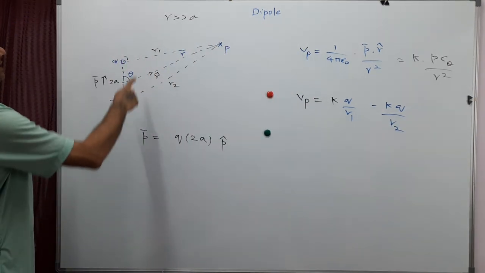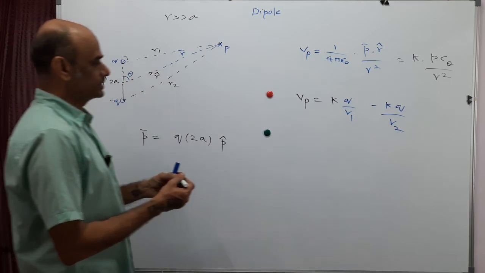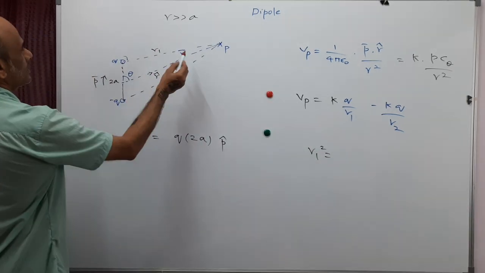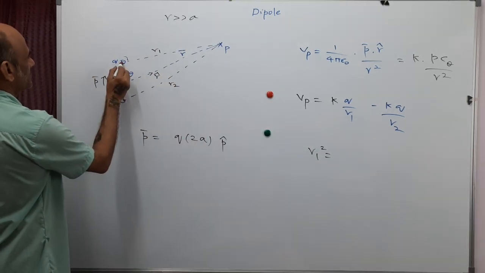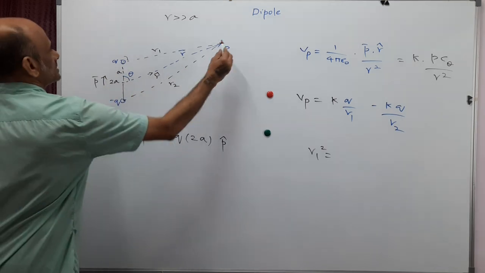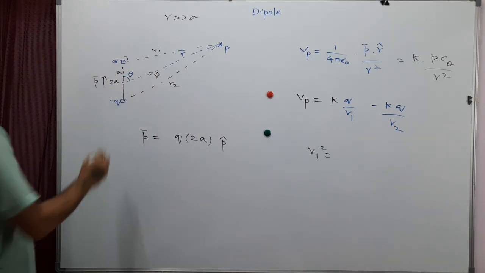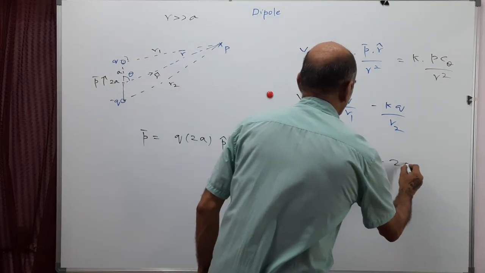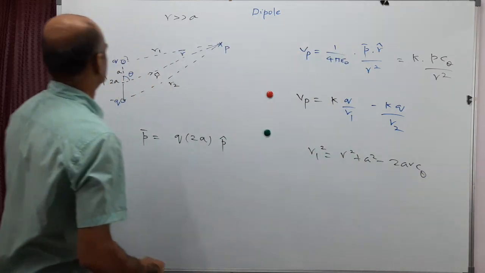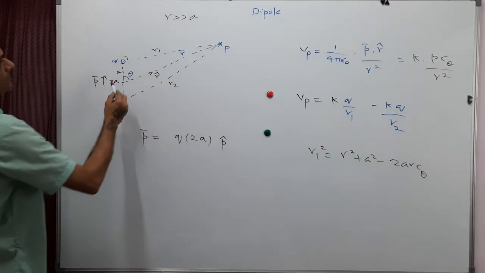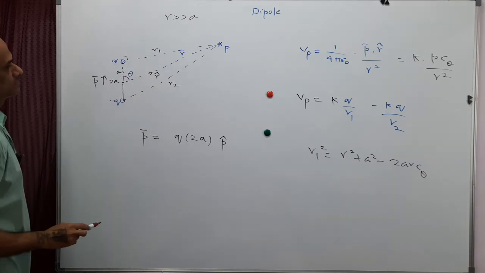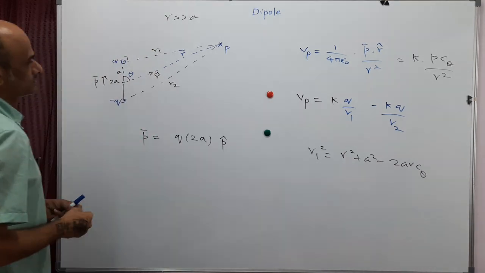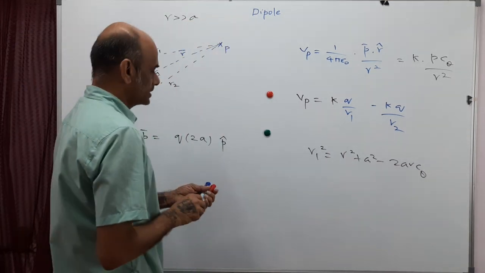So R1 and R2 can be written in terms of R using the cosine rule. R1 square equal to, this is a triangle R1, and this much is A from here to here, and then this R. So R1 square equal to R square plus A square minus 2AR cos theta. So the triangle is A, R and R1, and angle theta is opposite R1. So R1 square equal to R square plus A square minus 2AR cos theta. The theta is angle opposite to R1. This is called cosine rule.